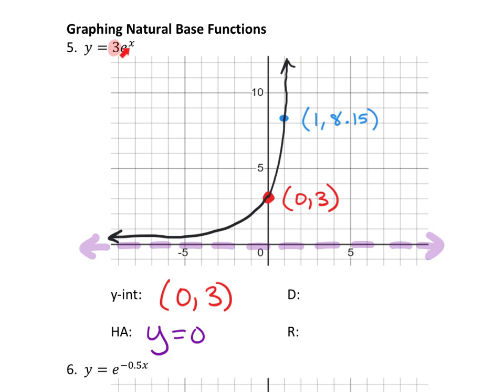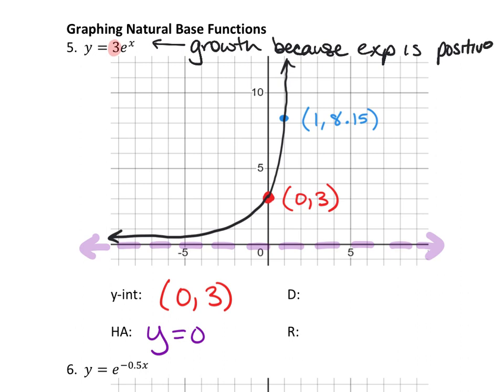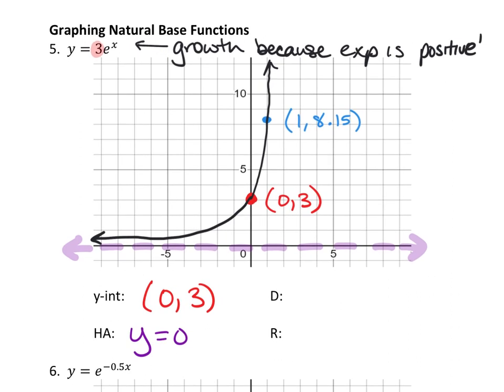Very good. My exponent is a positive number. That means it's going to be growth. Let's write that down because that's kind of important. So we'll put a little arrow. We'll say growth because exponent is positive. That's a good conclusion to draw, that when our exponent is positive, our graph should be going up.